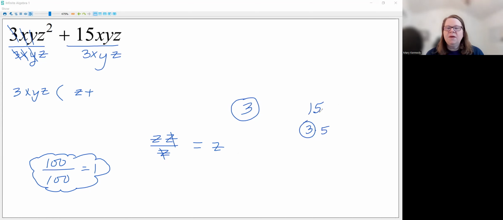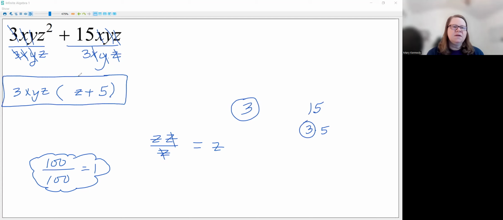15 divided by 3. Well, we already know that that's going to be 5. So we were just talking about that. So 5. And then notice that the X's, the Y's, and the Z's all cancel, we call it, right? They cancel out, which means they equal 1. Well, 5 times 1 is still 5. So that's our answer. This is the factored form of the expression.